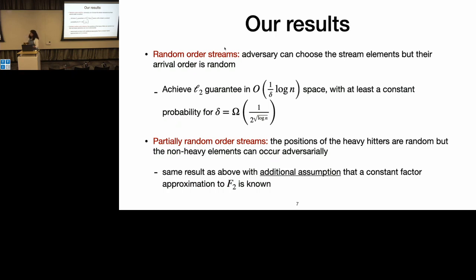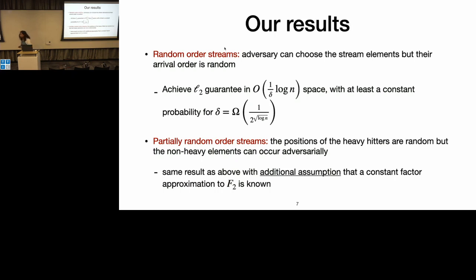In this setting we also get the same guarantee as above, but with the caveat that we need to know the F2 or the L2 norm of the stream in advance. Our algorithm relies on the fact that this is known. Any questions about the results?